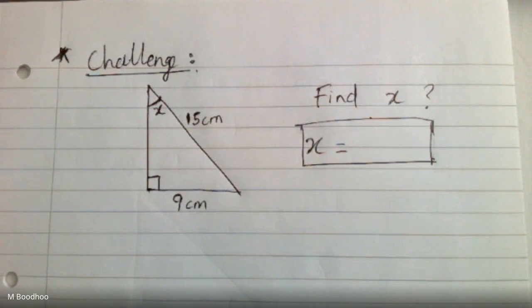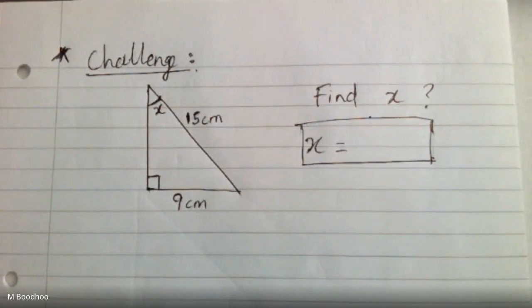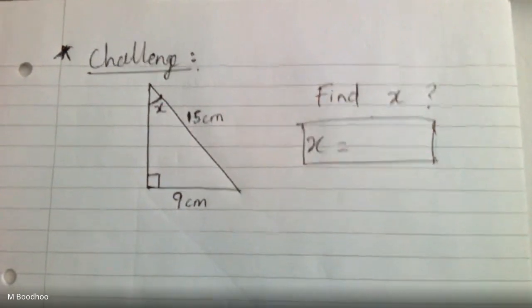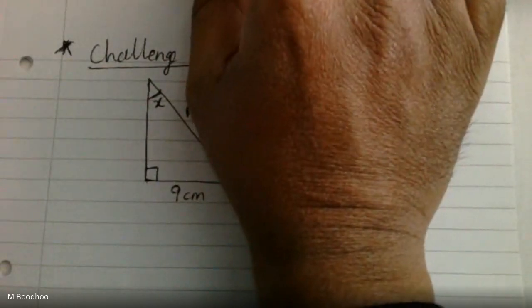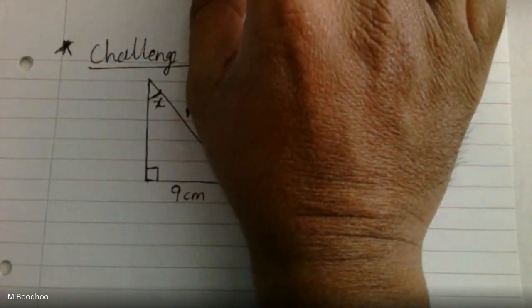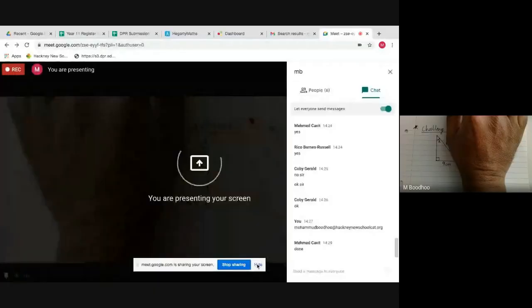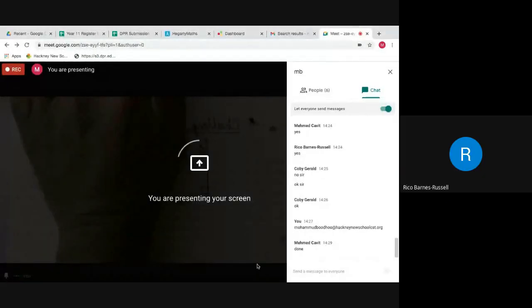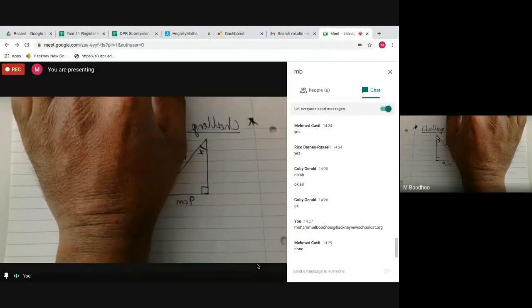Once you have submitted your work, boys, can you type done? I'm going to present my screen so that you can see your own submission. You've got about 5 minutes to do this. Sir, I got the answer. Yes, you have to email me. Shall I email it to you? Yes, please. Email me, please. I'm waiting.